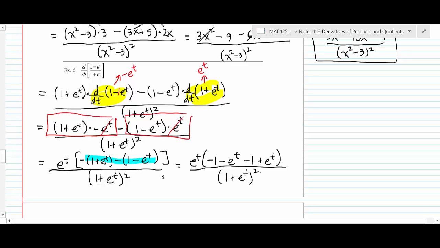So we got that. Now, what happens inside the parentheses? What do you see? 1. Right, these cancel out. And then you have negative 1 minus 1 is negative 2. So what you would end up having is negative 2 e to the t all over 1 plus e to the t squared.